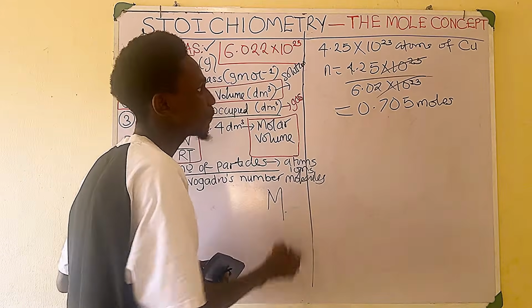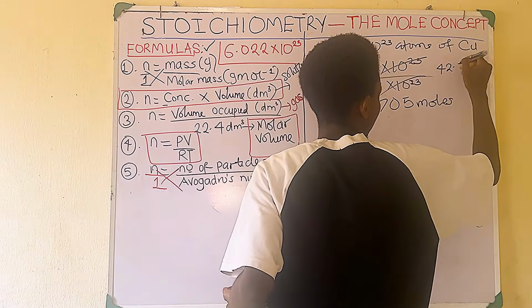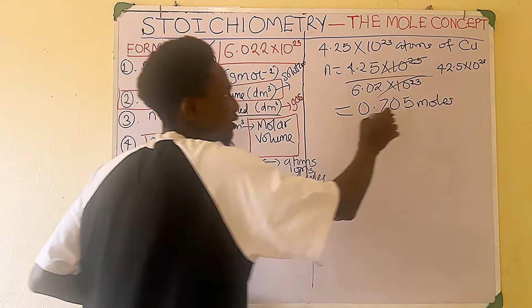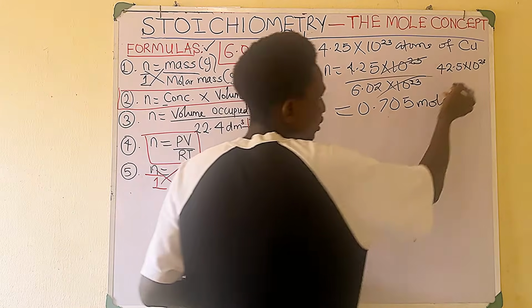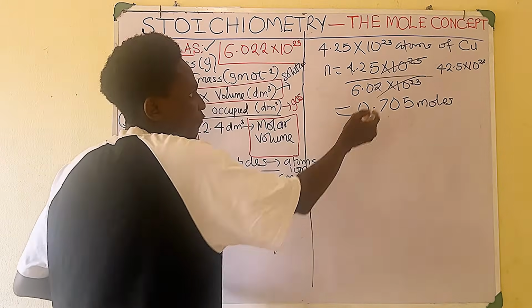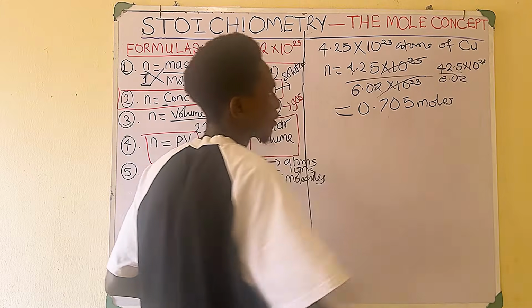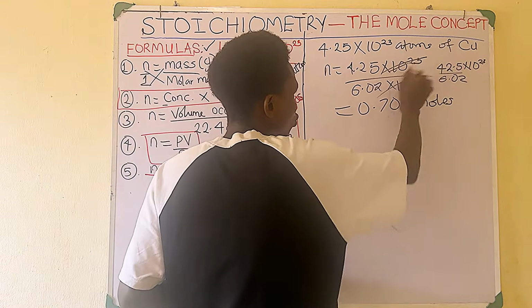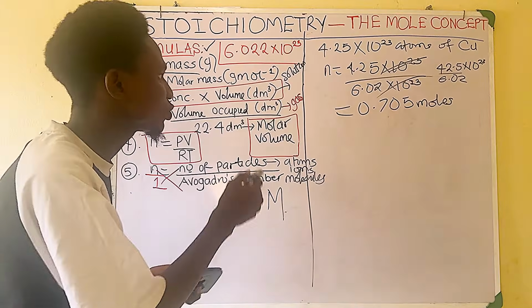Now let me show you something. Imagine they wrote 42.5 times 10 raised to the power 23. I said you should just cancel all these 10 raised to the power 23. So what do you do now? You cancel it out and you're left with 42.5 divided by 6.02, and you get your answer. You don't need to stress yourself at all. So make sure you cancel out this one so you can just solve the other stuff. Hope you get it.